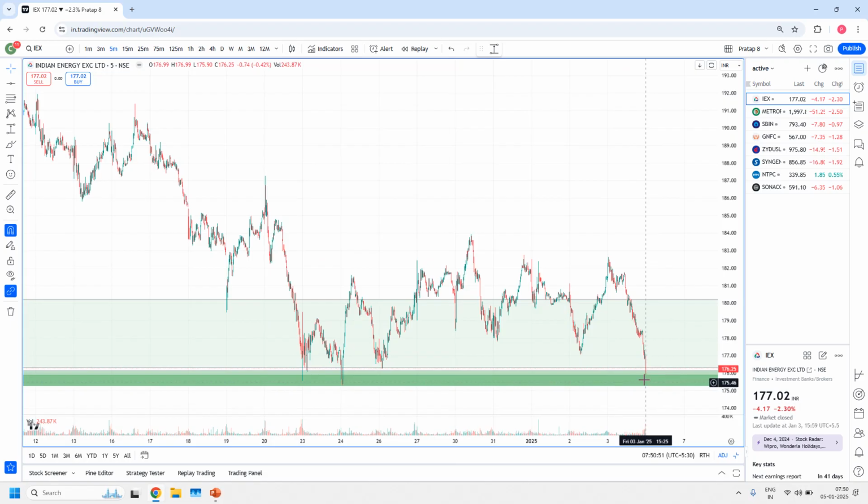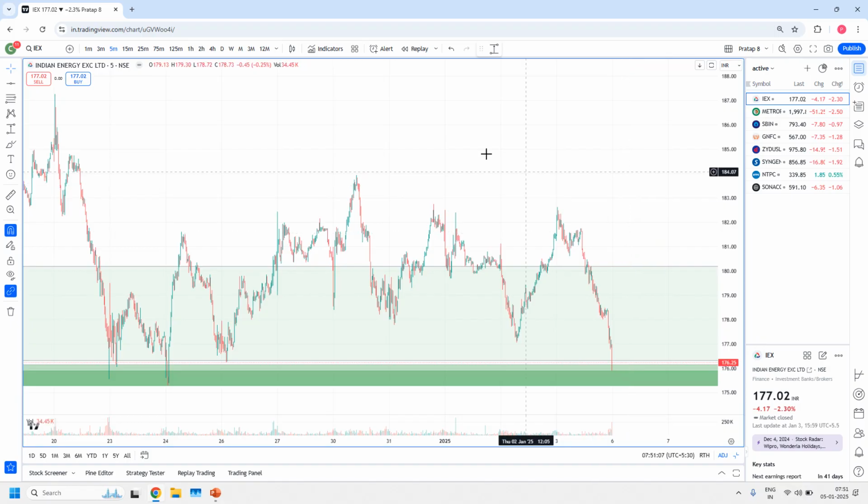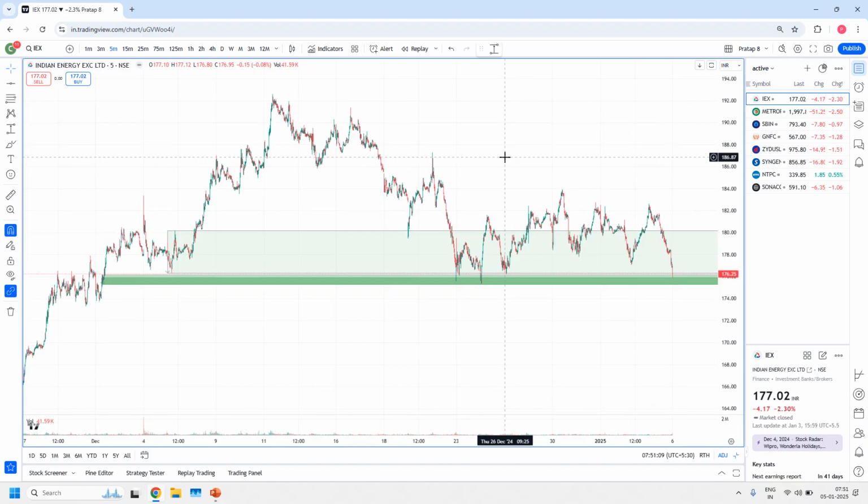Because we are taking it at 5 minutes. Why 5 minutes? To minimize the risk, so that in case any analysis goes wrong, the risk will be very small. That is okay, we can accept this very small loss, not a problem. But when we get the profit, we get a big profit. Okay.